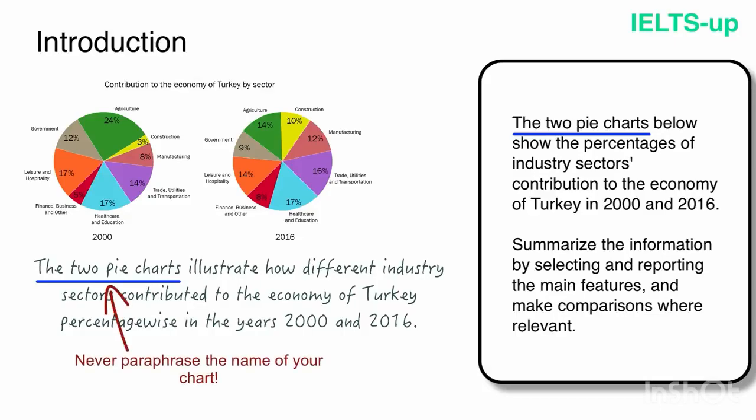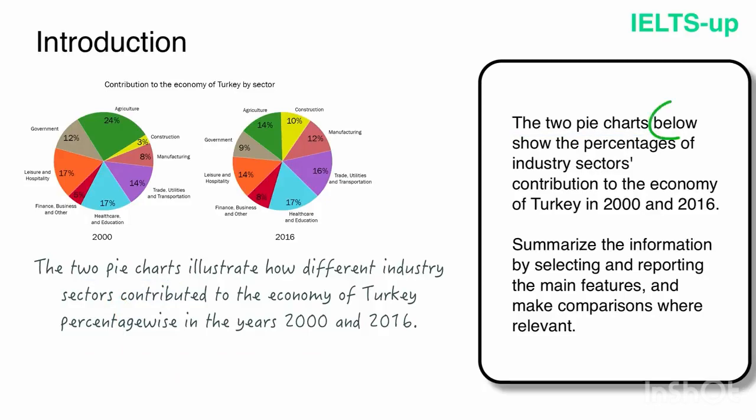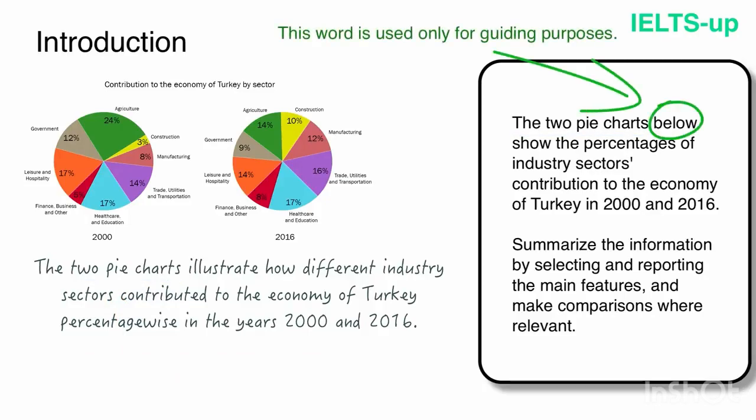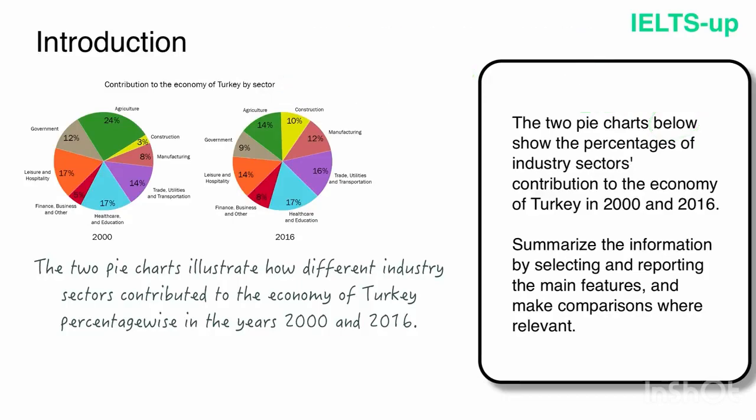paraphrase the name of your chart. If you get a map, write map. If you get a table, write table. And if you get a graph, write graph. So I also kept the same expression, the two pie charts. After that comes the word below. This word is used only for guidance purposes, and since the examiner won't see a chart below your writing, you can just skip it. Next we have the verb show.